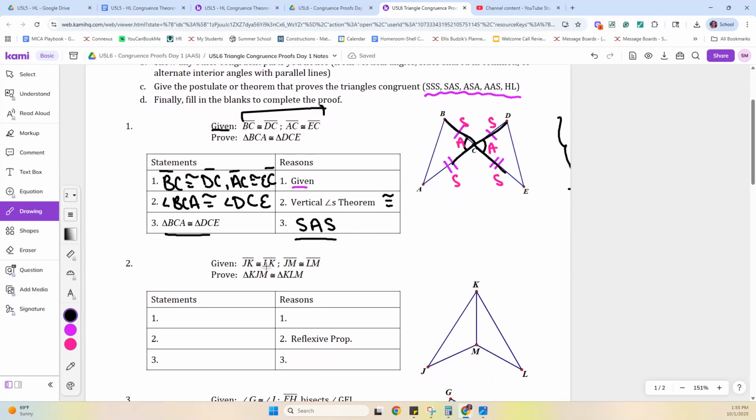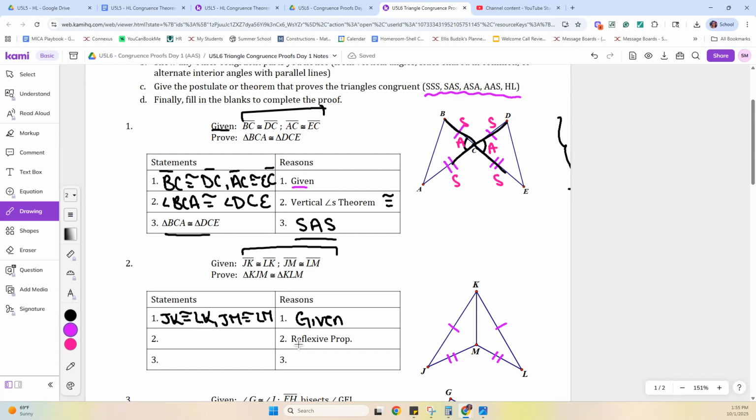Example 2, we are given this top over here. So let's write that in our first spot. Our first spots are always where our givens go. So JK is congruent to LK, and JM is congruent to LM. And that was given to us. So let's mark those on our triangle. So they said JK and LK, and then JM and LM.